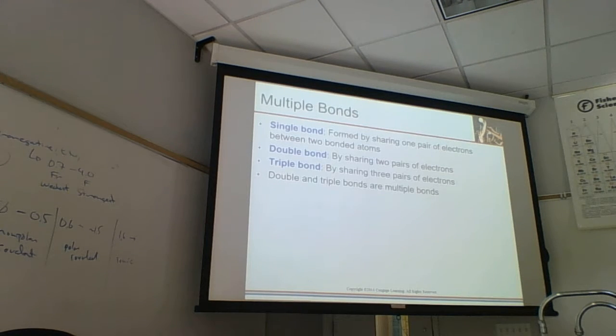Okay, and then nitrogen. Nitrogen has 5 valence electrons. So if we take 2 nitrogens, each nitrogen tries to gain 3. What we end up with is 6 electrons being shared, or a triple bond. And so 3 lines represents 3 shared pairs of electrons. So that's the oxygen double bond, and nitrogen triple bond.